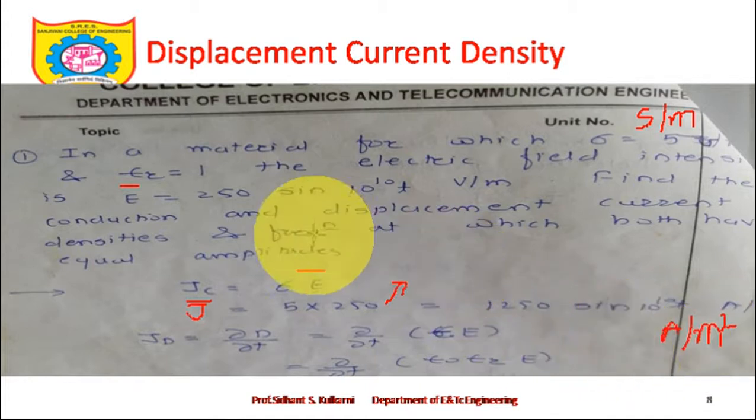Now the first part, the conduction current density, is over. What is the second part? We need to calculate the displacement current density also. So what is the formula? J_D bar is equal to dou D bar by dou t.